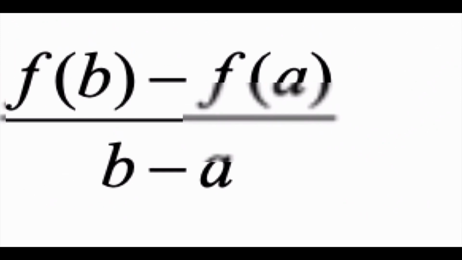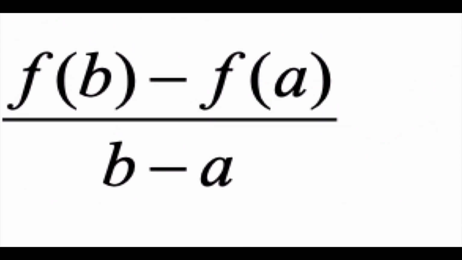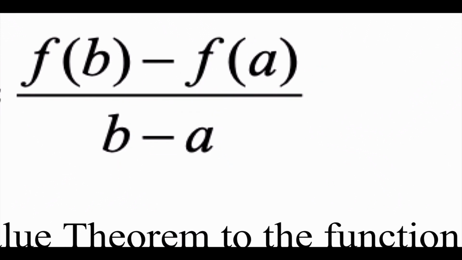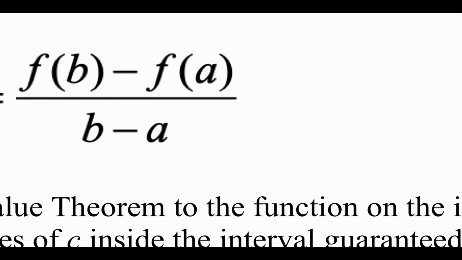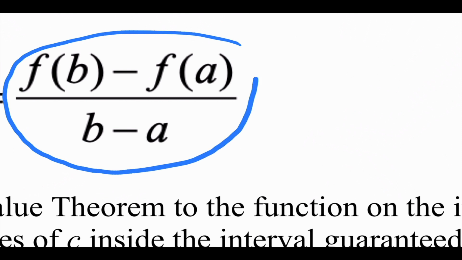This guy right here. What does this represent? Subtraction on top over subtraction on the bottom, divided. Something we just talked about. The formula for slope. This is the formula for slope: y2 minus y1 over x2 minus x1.